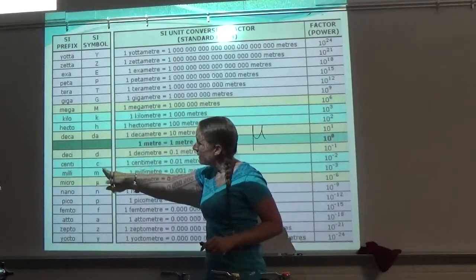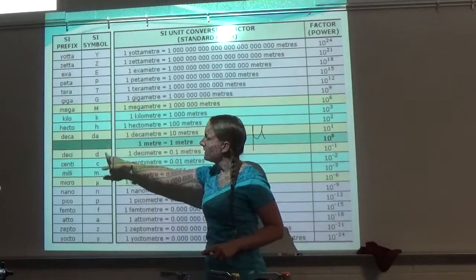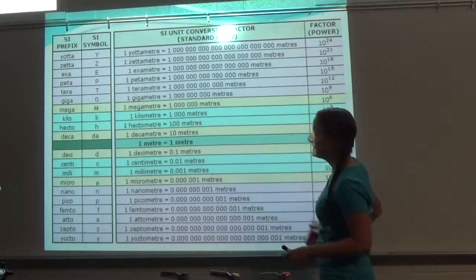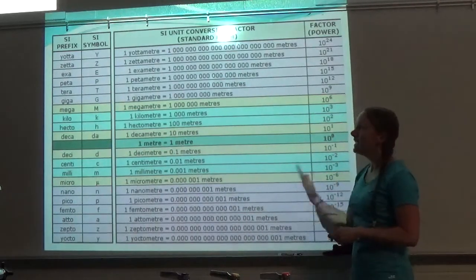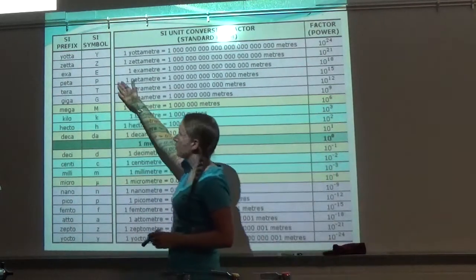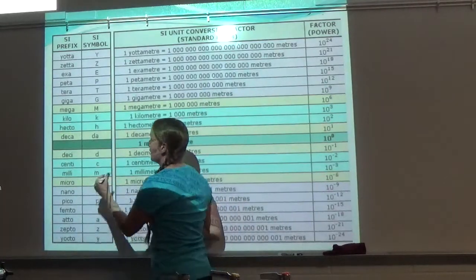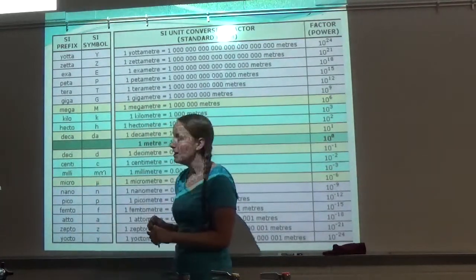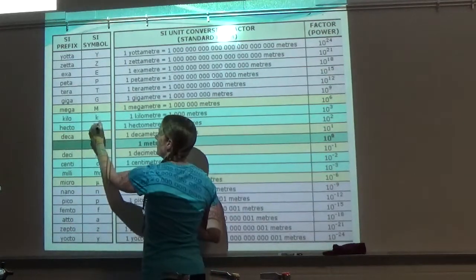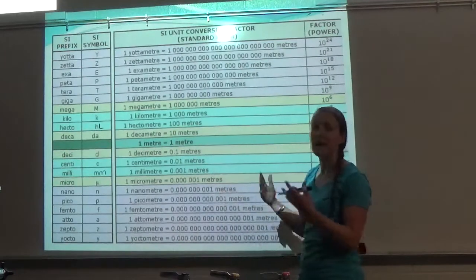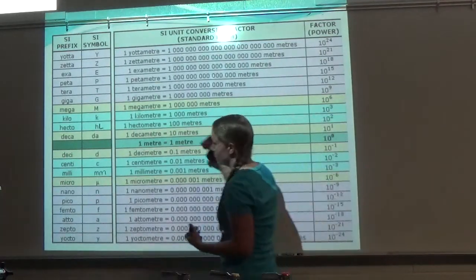So don't get mega, milli, and micro mixed up, and don't get deca and deci. Deca is DA, deci is just a D for the prefix. Now keep in mind, all of these prefixes are going to have a letter after them. So if you see MM, that's millimeter. If you see HL, that's hectoliter. So just be prepared to see something after the prefixes.